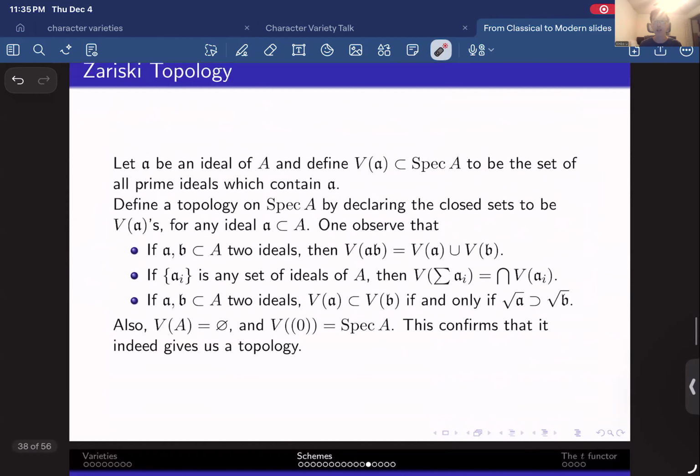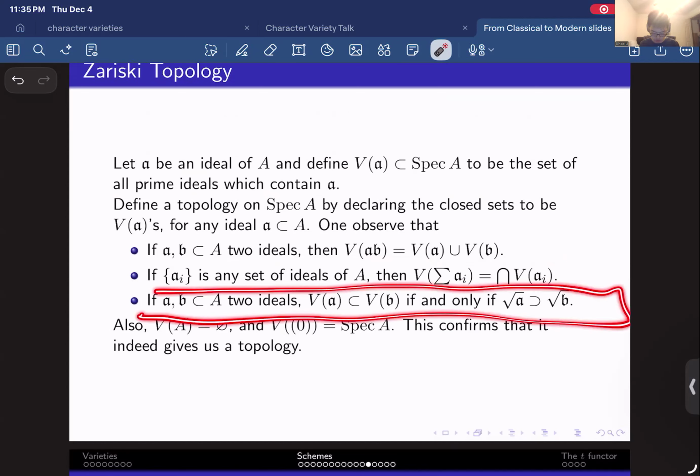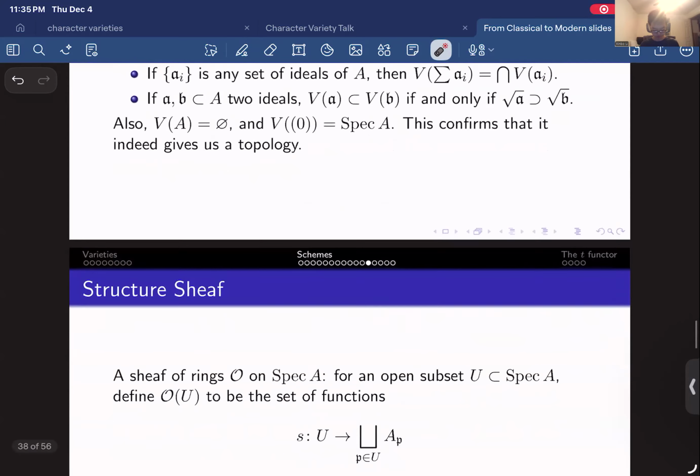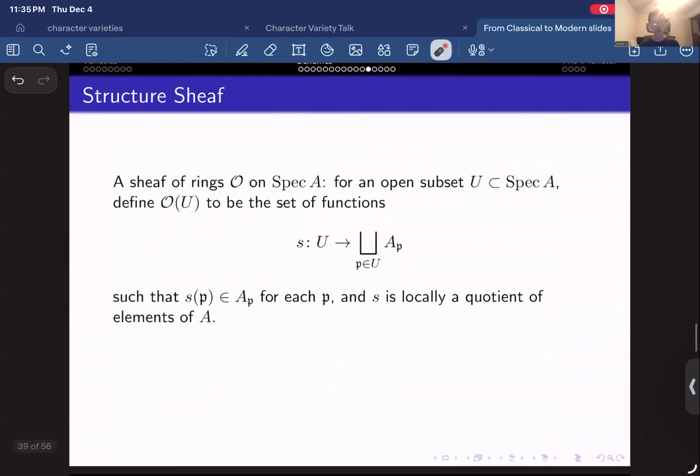Just as in the case of varieties, where we define the zero set, here is the same philosophy because the observations are really similar. But you don't really need this. This is really for the order reversing correspondence part. Remember, in varieties we have this order reversing correspondence, and I want to define a structure. I want to put a sheaf on this topological space.